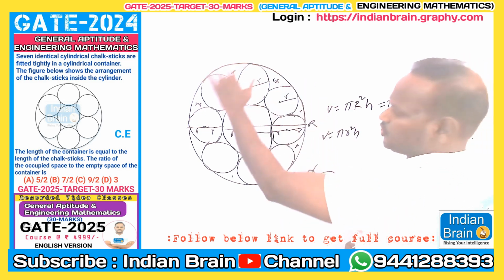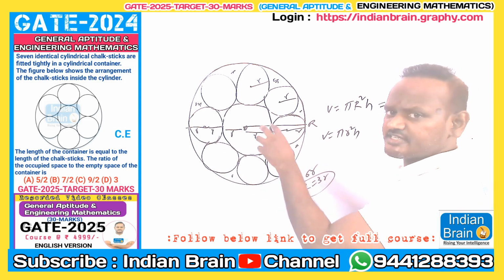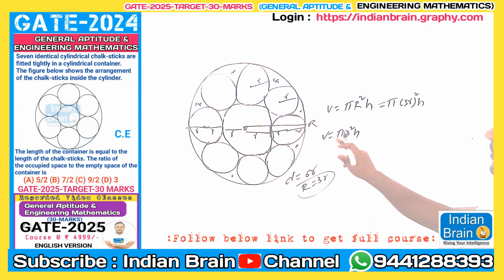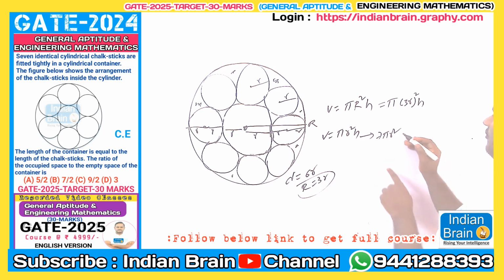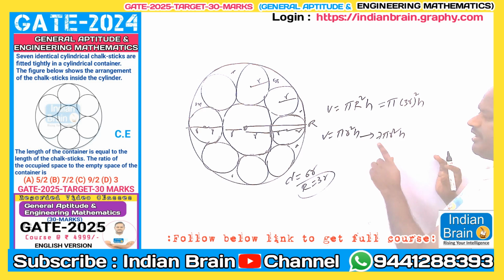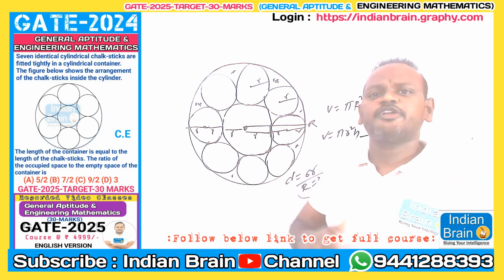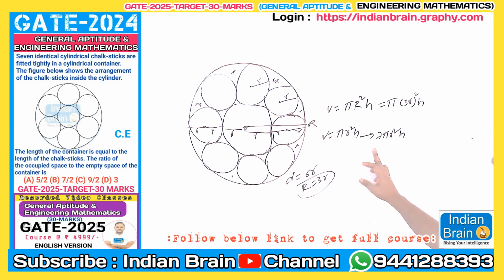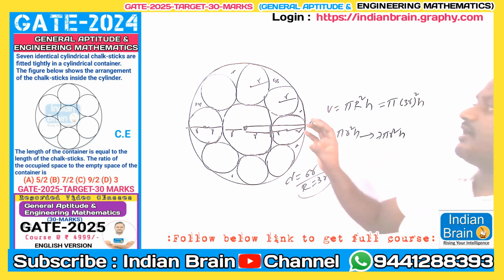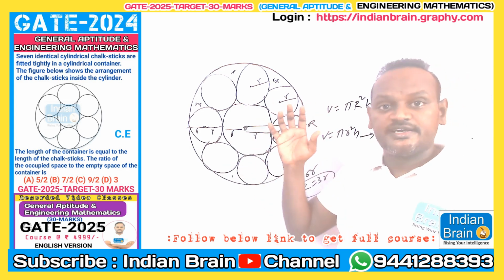Very simple. Total outer cylinder volume minus how many cylinders will be there inside? 7 times, right? That's why we need to multiply by 7. This can be 7 pi small r square. Why 7 times? Of course height will be there, it is common. Because we have 7 cylinders, right? That's why we need to find the total volume of 7 cylinders. 7 times pi r square h will be the occupied space of the outer cylinder.